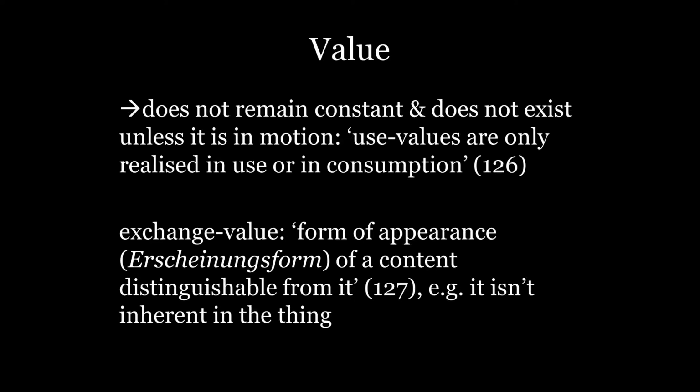Exchange value, for example, the example that Marx uses is linen. Exchange value is not apparent when you exchange 20 yards of linen for another 20 yards of linen, because these two elements are the same. Exchange value exists only if you exchange linen for something that is distinguishable from it, for something other than linen.